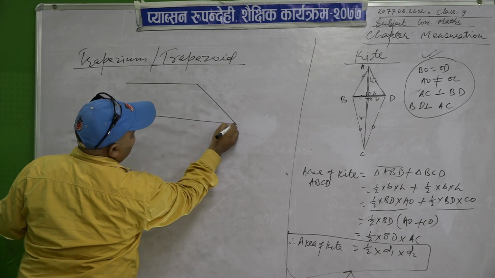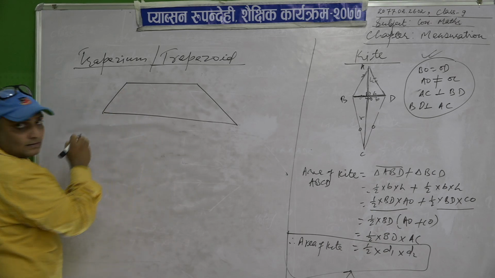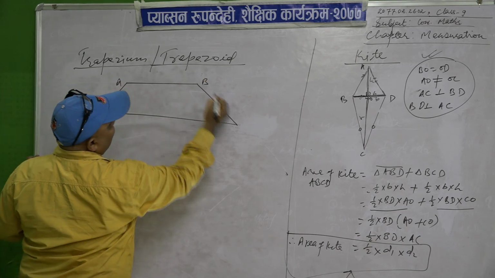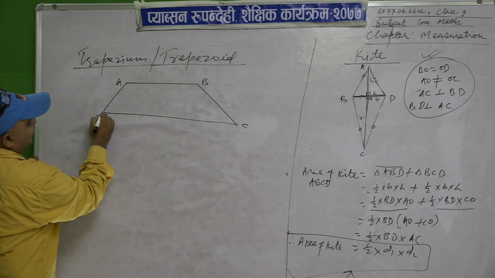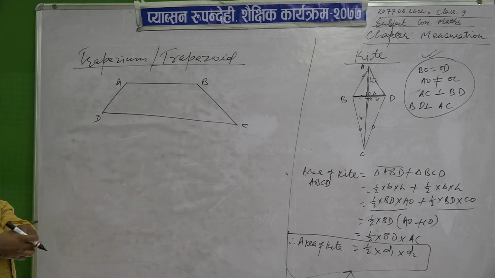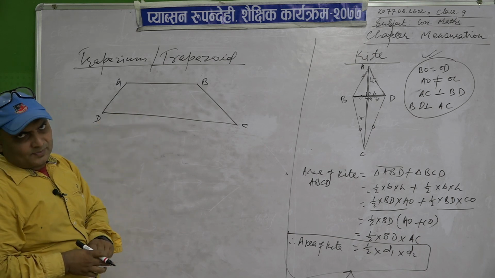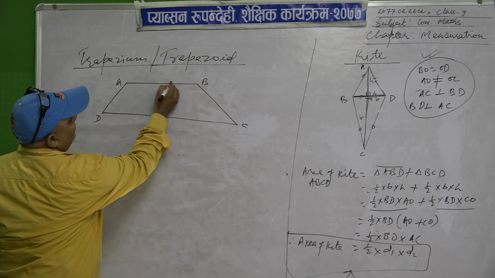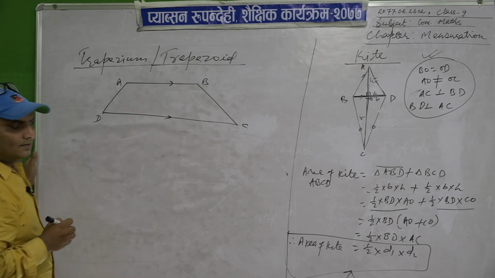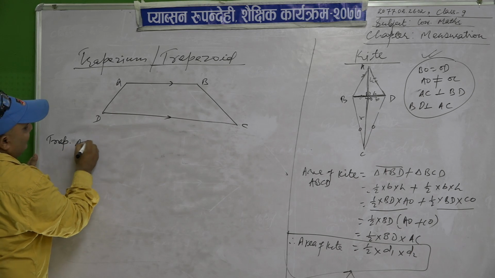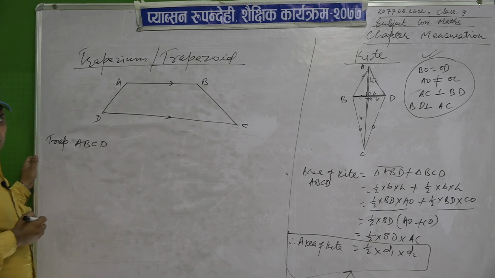Take this trapezium A, B, C, D. Now we have to find out the area of this trapezium. To be a trapezium, it should have parallel sides. Trapezium A, B, C, D.